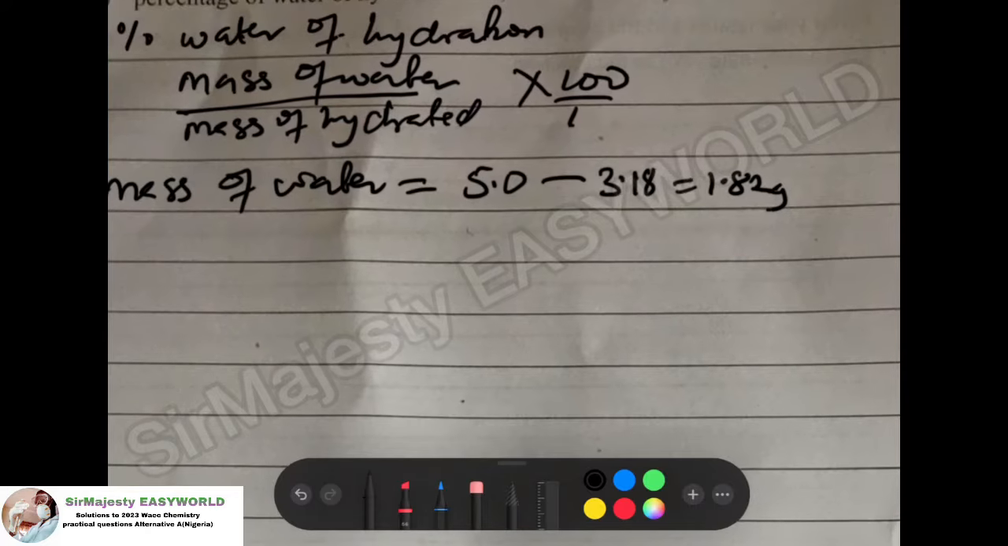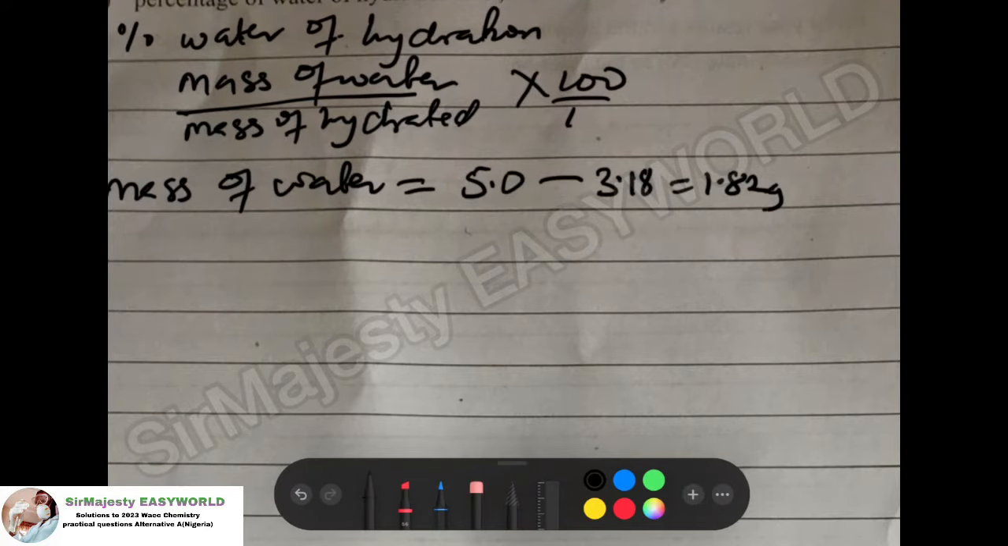Therefore, for the percentage water of hydration, how do you get the mass of water? You subtract the anhydrous salt from the hydrated salt. That's what I did here.